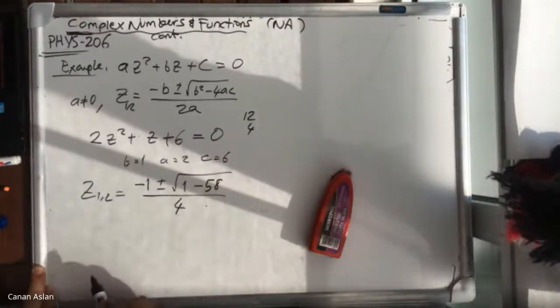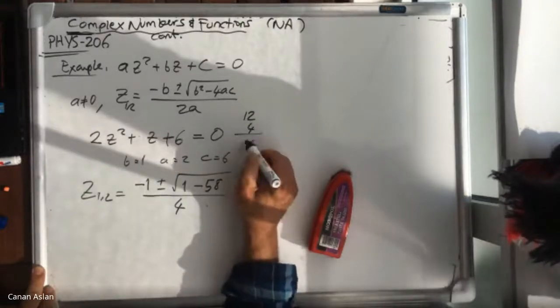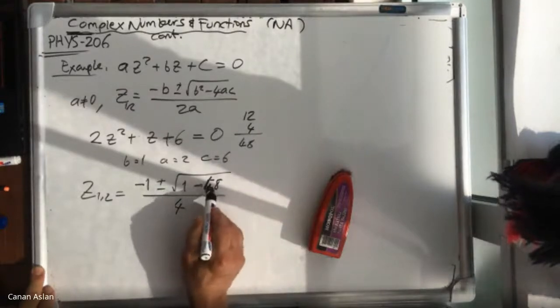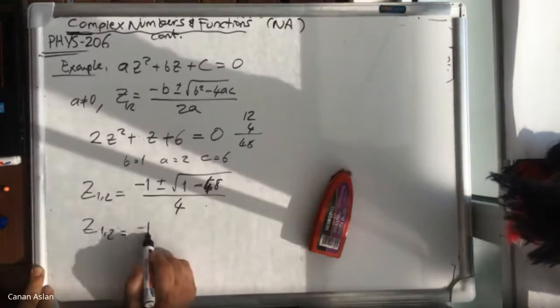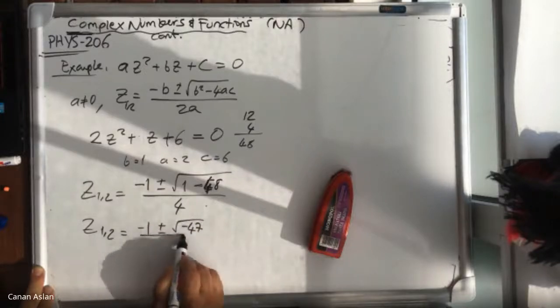Is this okay? 12 times 4 is 48. This is 48, sorry, not 58. So basically this is just minus 47. So z1,2 is equal to minus 1 plus and minus square root of minus 47 divided by 4.